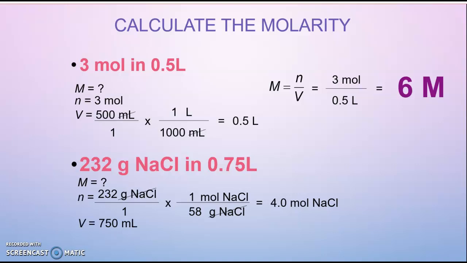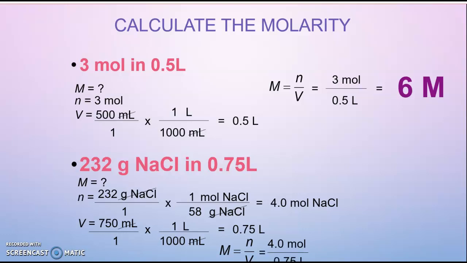So now we know our moles. Our volume is 750 milliliters. We need to convert that to liters, so we will divide by 1,000 to get our liter units. We get 0.75 liters. We are going to set up our equation. Molarity equals number of moles divided by volume. We got 4.0 moles divided by 0.75 liters, and we get 5.3 moles per liter, molarity.